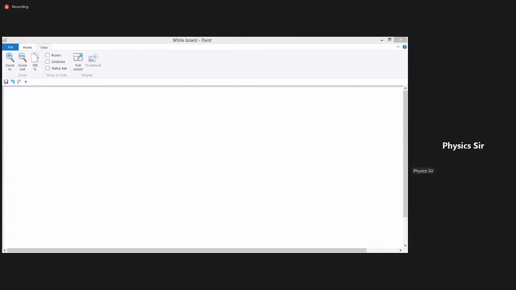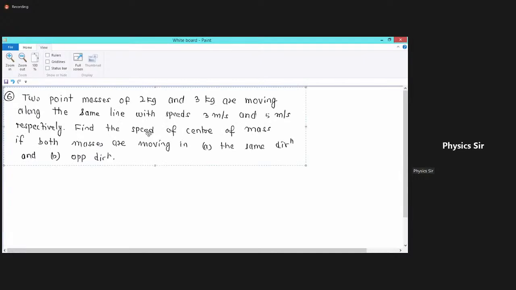एक और अच्छा सा सम है on the motion of the center of mass I would like to solve. दिख रहा है सब लोग को सम, ये अच्छा सम है. It is a sum based on the motion of the center of mass. Correct? What they have given, there are 2 point masses. One mass is 2 kg and the other mass is 3 kg. They are moving along the same line with a speed 3 meter per second and 5 meter per second.